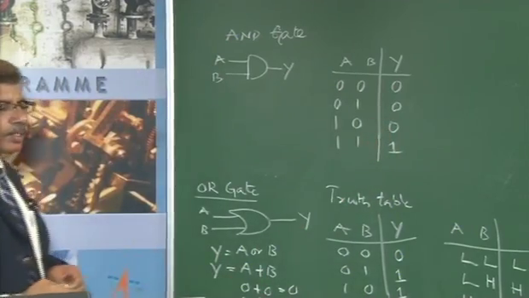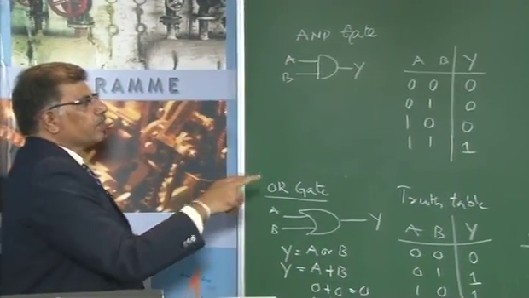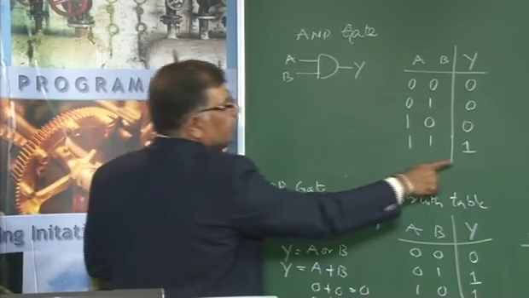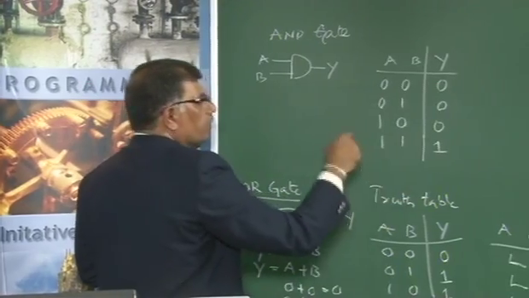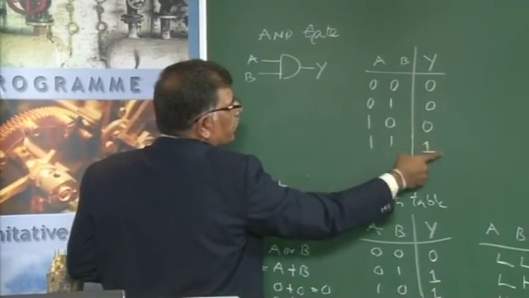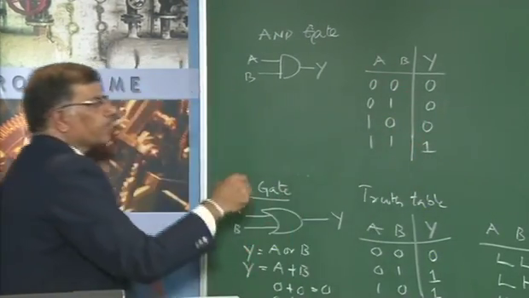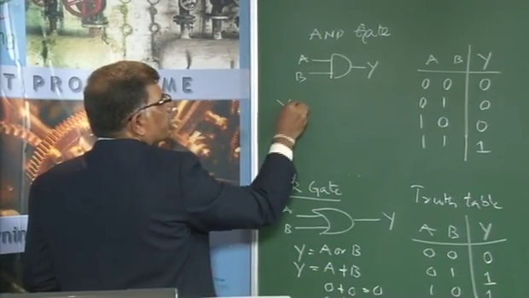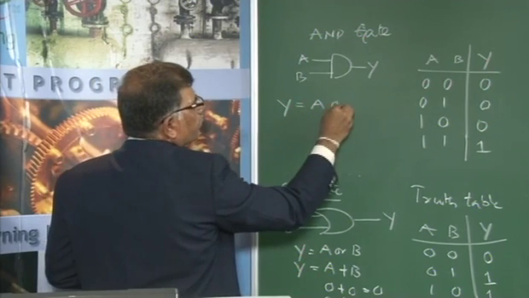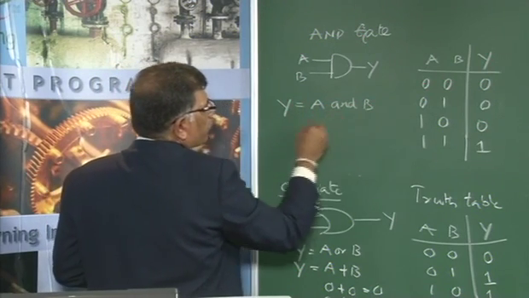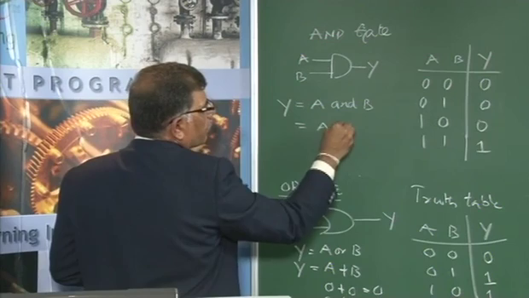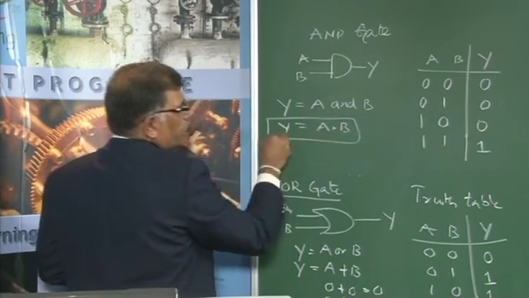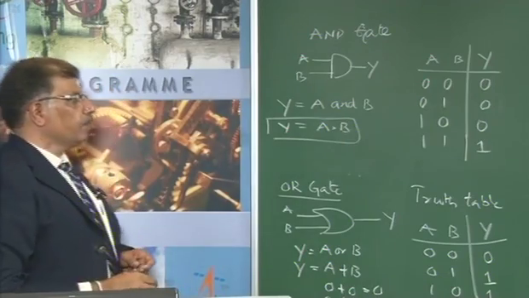The meaning of this is, if both inputs A and B are equal to 1, the output will be equal to 1. That means if and only if A and B are 1, the output will be 1. This is the characteristic of the AND gate. Usually the Boolean expression for the AND gate is written as A and B, or otherwise A dot B. This is the logical expression for an AND gate.